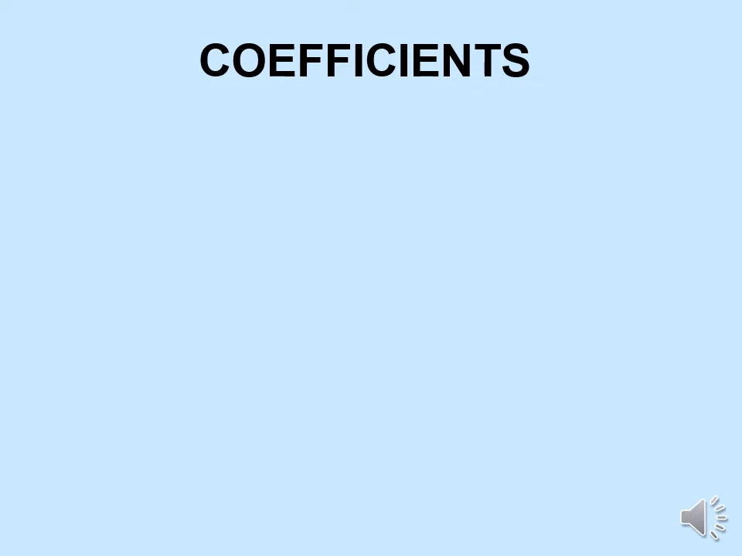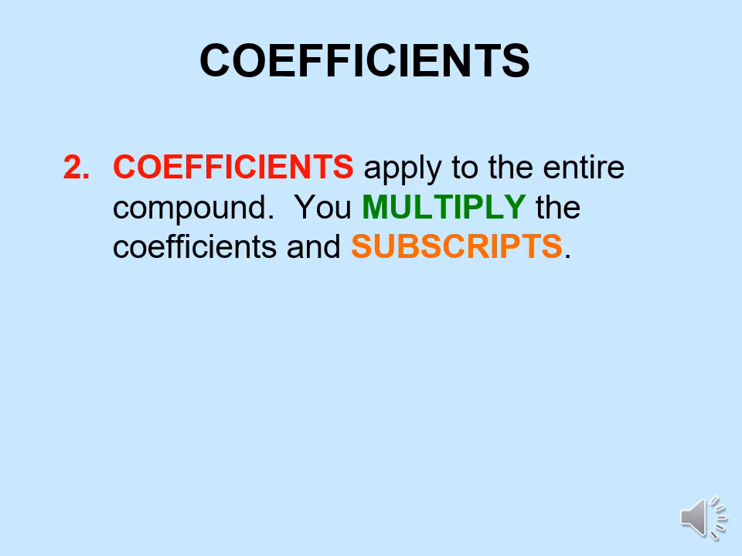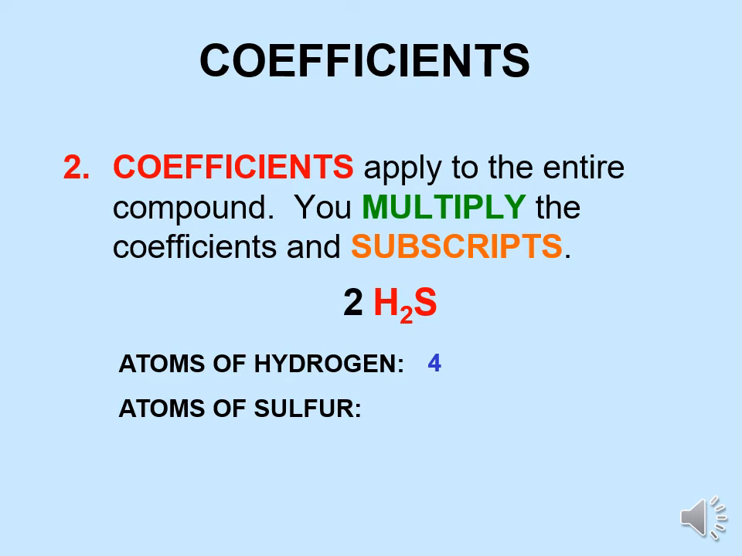Rule number two, about coefficients. Coefficients apply to the entire compound. We multiply the coefficient and subscript. For example, 2H2S. Here we have to multiply the coefficient 2 with the subscript 2. 2 multiplied by 2: the number of hydrogen atoms is 4 and the number of sulfur atoms is 2.